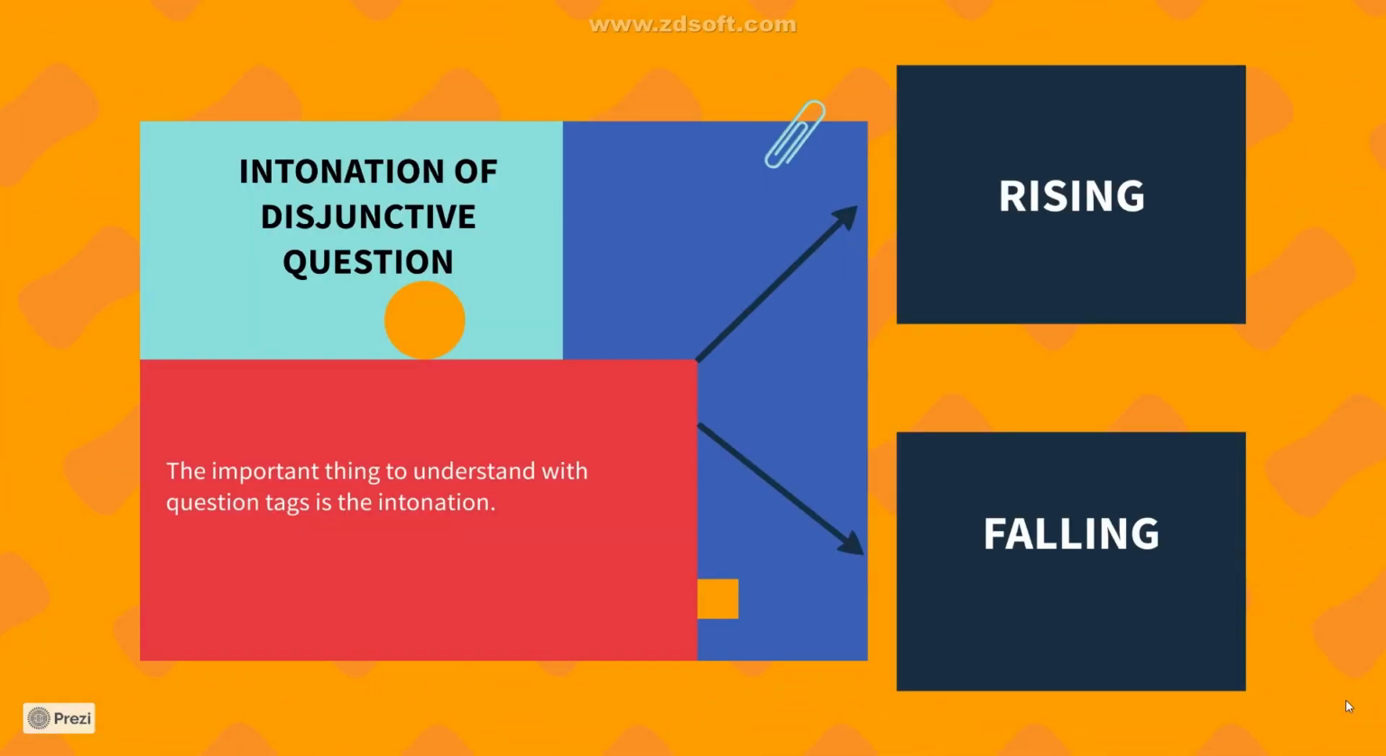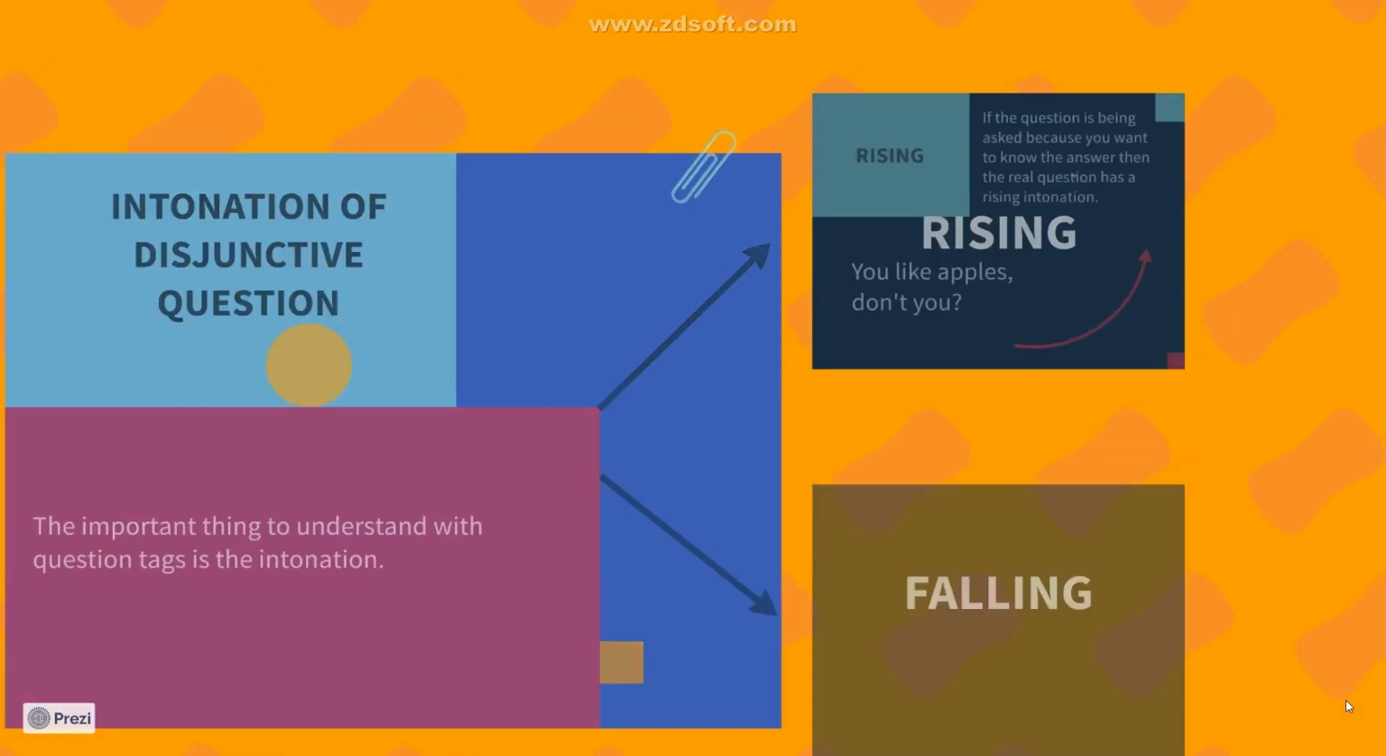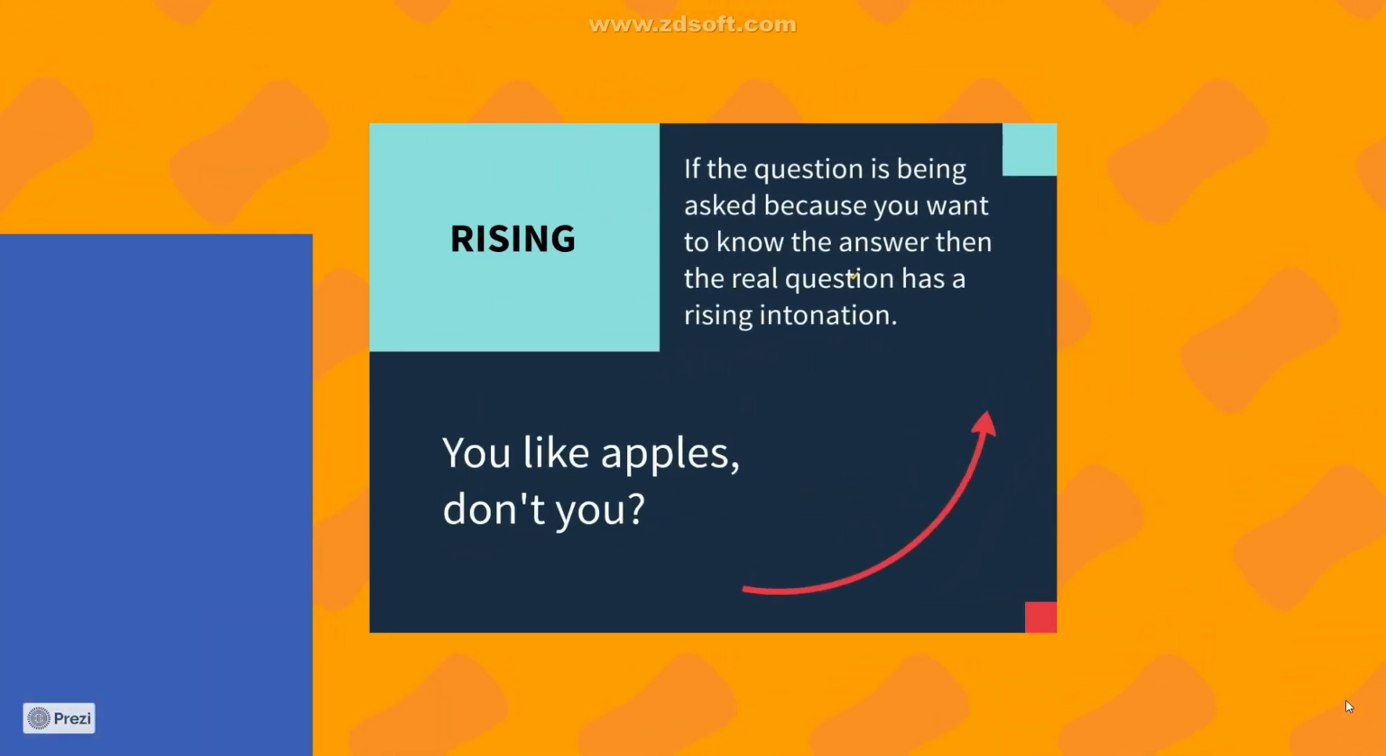So, what is interesting about the intonation of disjunctive questions? The important thing to understand with question tags is the intonation. We have in these types of sentences two intonations. The first one is rising and the second one is falling. Let's speak more about rising intonation. We use rising intonation if the question is being asked because you want to know the answer, then the real question has a rising intonation. If we want to know the answer to this question, we ask it with rising intonation. For example, you like apples, don't you? My intonation is rising at the end of the sentence.